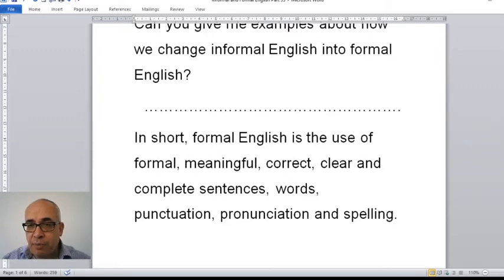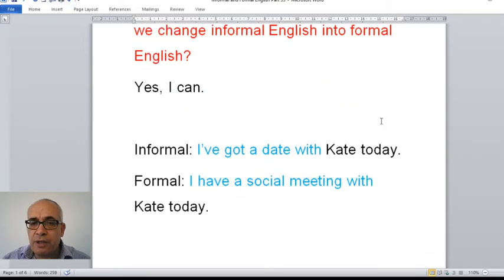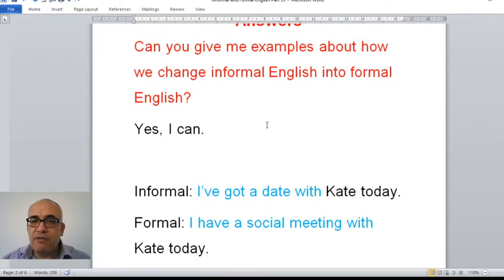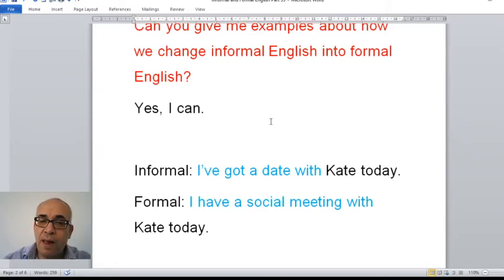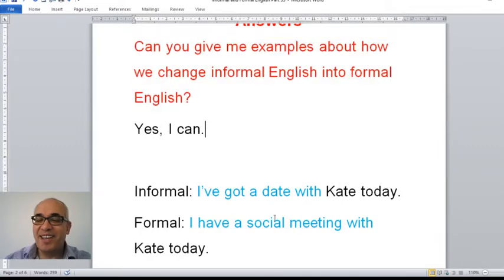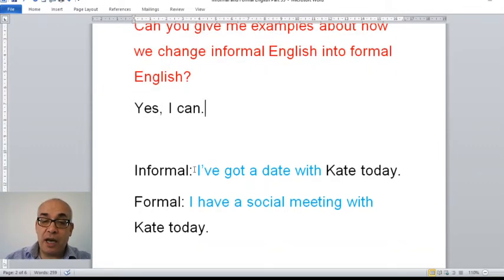So let's look at examples. I will show you here, as you can see. Can you give me examples about how we change informal English into formal English? Yes, I can. This is your question for me, and this is the answer. I put the information in blue. This is informal in blue, and this is formal in blue. I've got a date with Kate today. The formal: I have. So I change I've into I have, and I change a date into social meeting with Kate today.